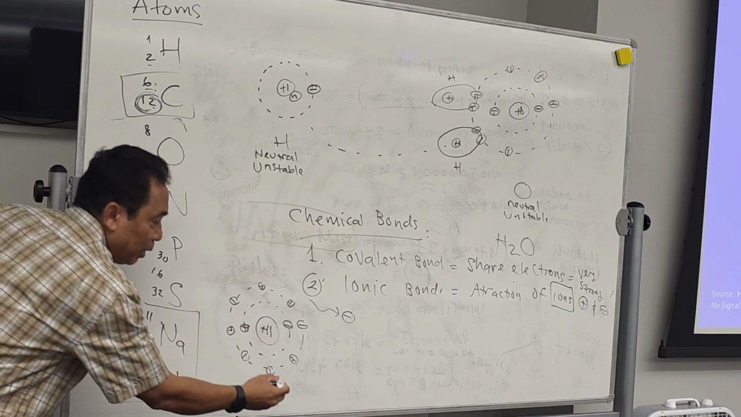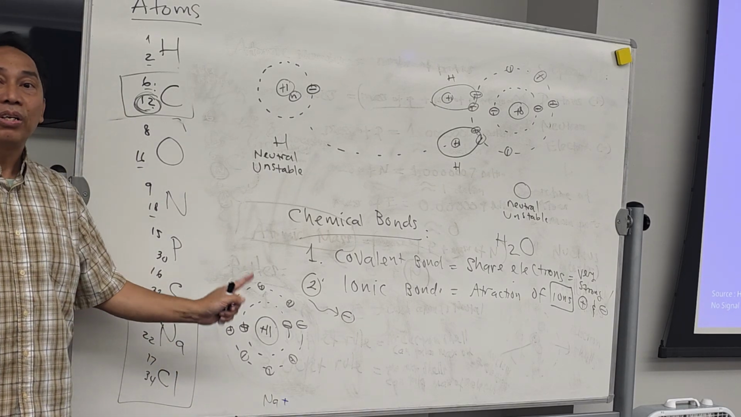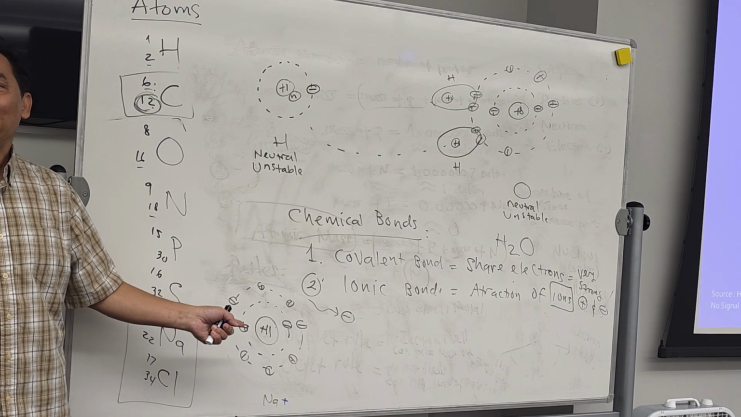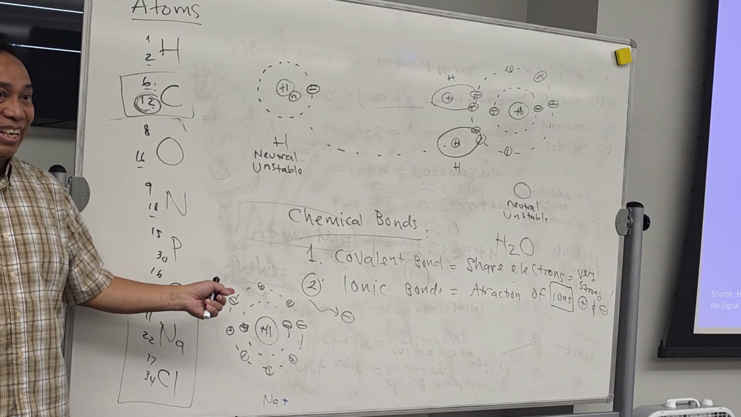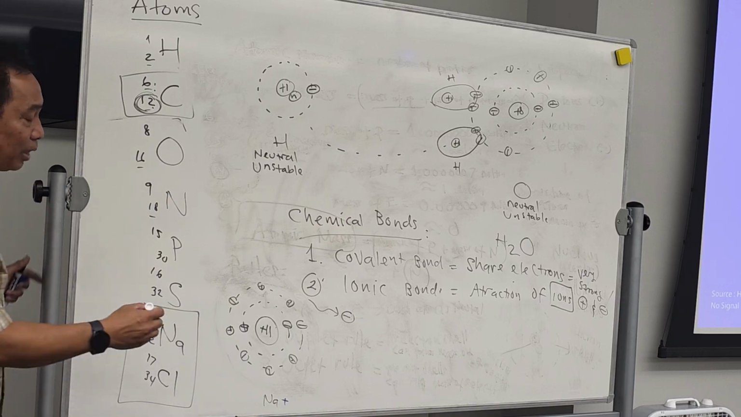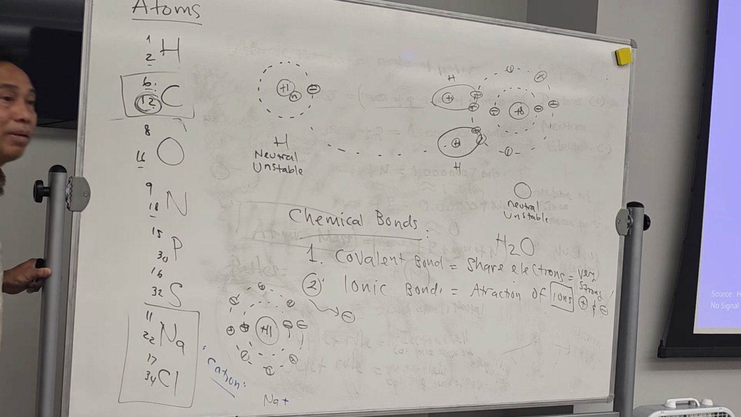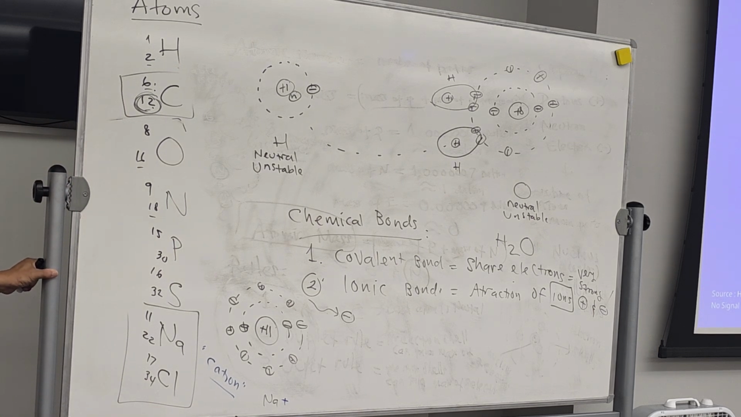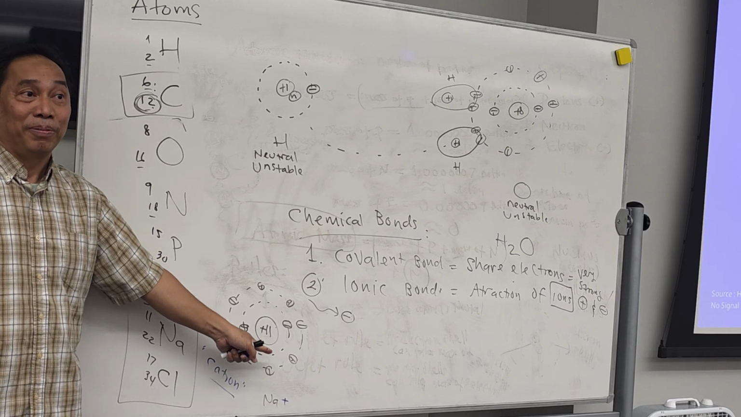Plus 1, because 11 positive, only 10 negative, right? Therefore, this sodium becomes sodium plus. Get it? So whenever you put a plus over here, this sodium is not an atom anymore. This is what we call the sodium ion. Any positive ion is called a cation. So cation means it's carrying positive charge. Are you with me? Easy, right? Now this sodium has become an ion. It's not an atom anymore. It carries a charge now.